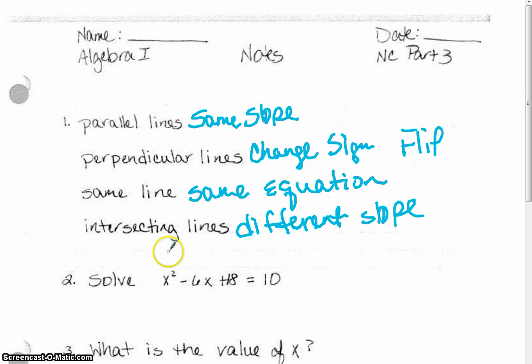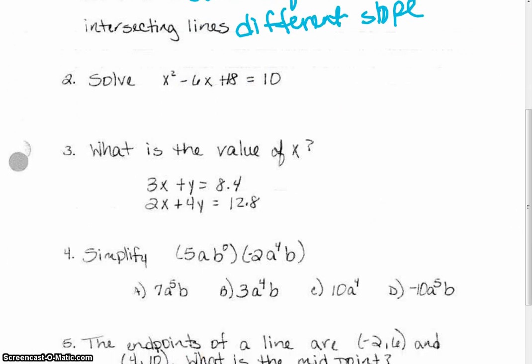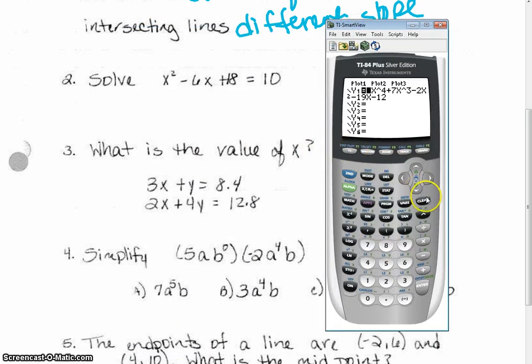Remember that your slope is the number in front of x when you get y by itself. All right, if they give you just a random equation and they want you to solve it, I encourage you to use your calculator and go to y equal. And at y1, you put everything before the equal sign. So x squared minus 6x plus 18. At y2, you put anything after the equal sign, so 10.